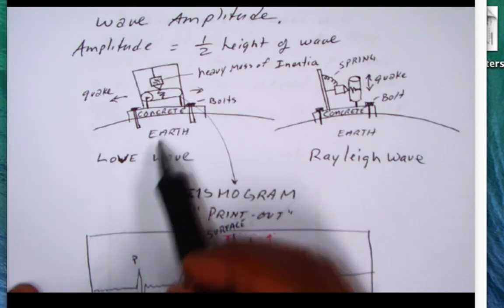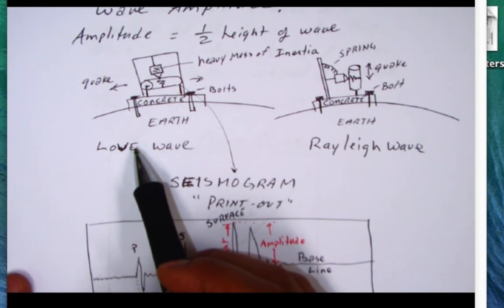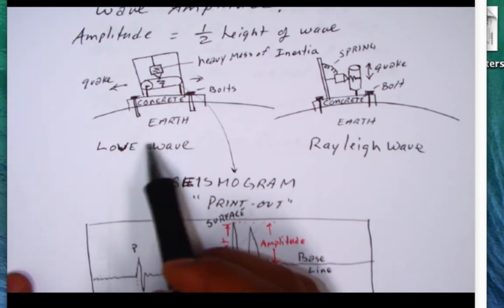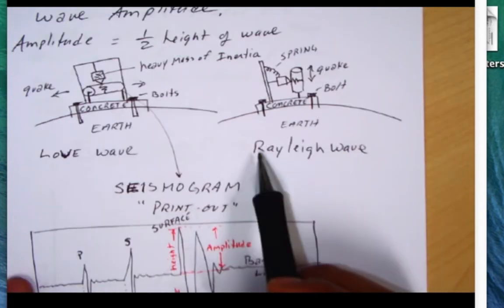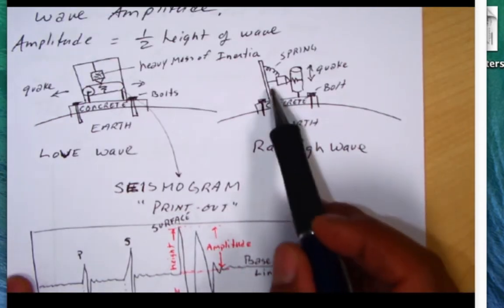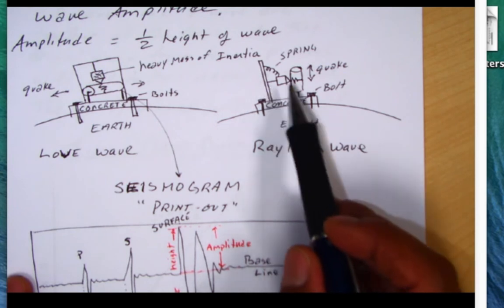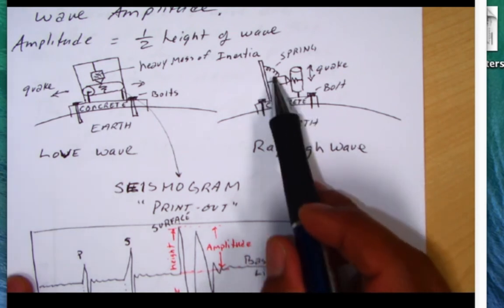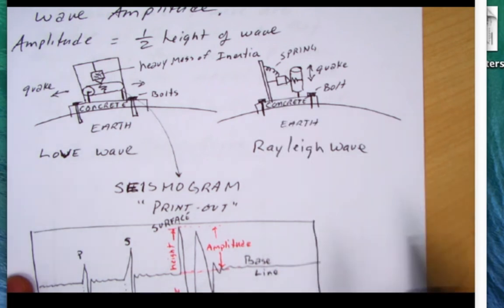So this would be one for the Love wave, because remember the Love wave is going to move in a horizontal, side-to-side fashion. For the Rayleigh wave, because it makes undulations, up and down vertical motion, we need a seismograph that would be something like this. Same concept, except you have to have a spring here to hold up this heavy weight.